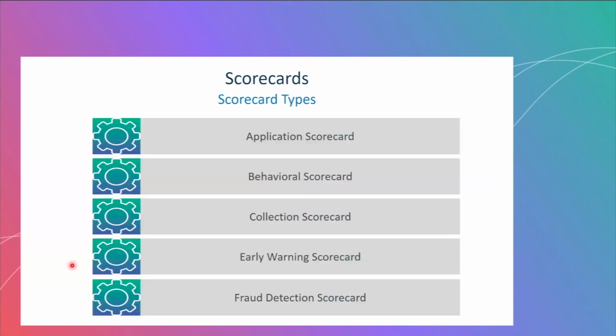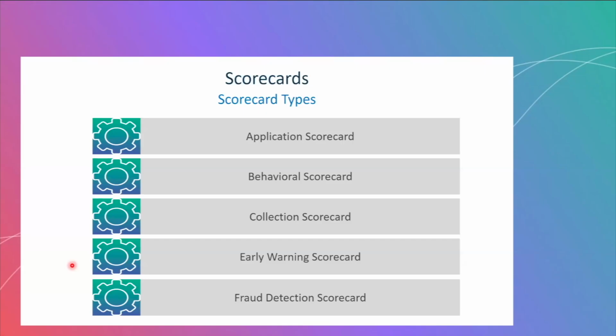So as I said, these scorecards could be built for different purposes and at different stages of the whole life cycle of the customer in terms of product consumption, right from the onboarding stage, which is popularly known as the application scorecard. So there are different scorecards that can be built. It could be an application scorecard, a behavioral scorecard, a collection scorecard, or an early warning scorecard, and likewise.